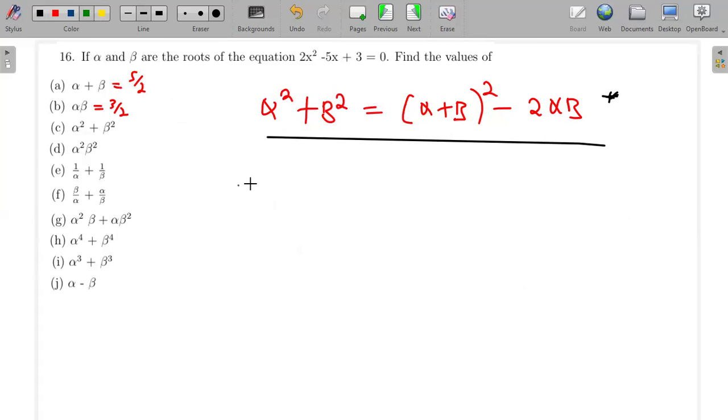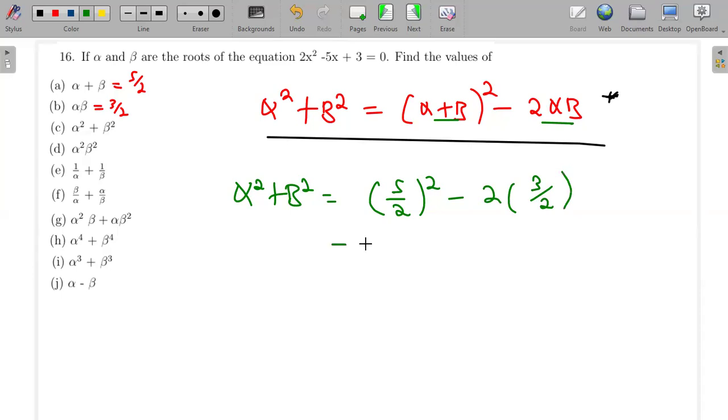Now to find alpha squared plus beta squared, we're just going to replace these with their values. What is alpha plus beta? It is 5 over 2, squared, minus 2 times alpha multiplied by beta, that is 3 divided by 2. So this is going to give me 25 divided by 4, because the square goes to the 5 and to the 2. Minus, and then this is 2 multiplied by 3 divided by 2, so we can cancel out the 2's.